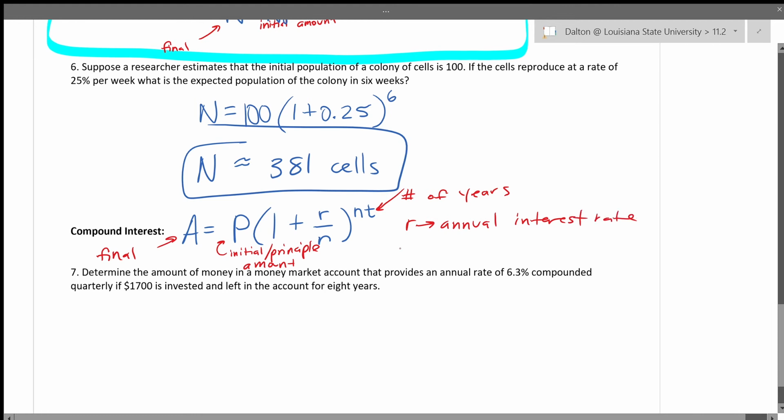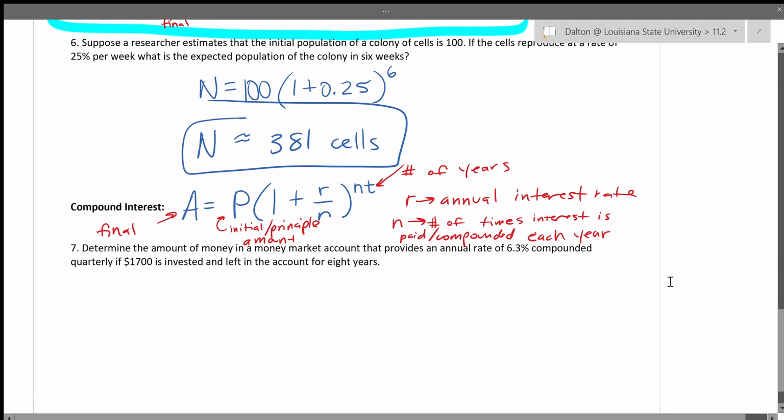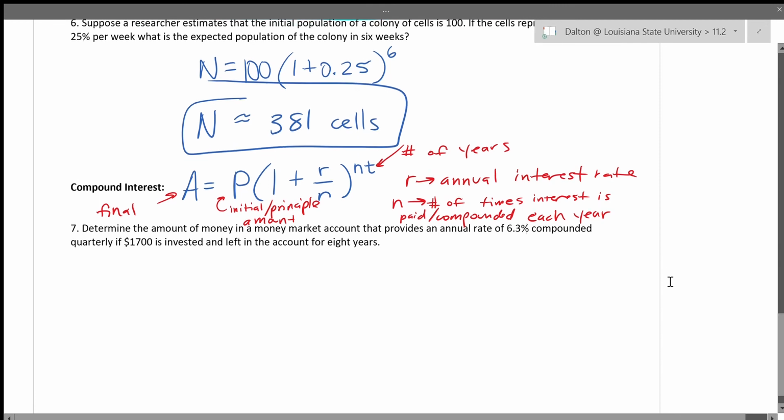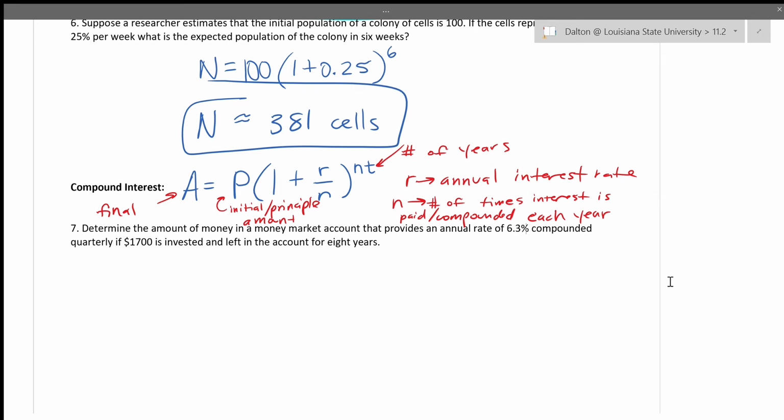And N is the one that you just got to be cautious with. It's the number of times the interest is paid or compounded each year. So the number of times the interest is paid or compounded each year. So they're going to use things like compounded quarterly or compounded biannually, things like that.